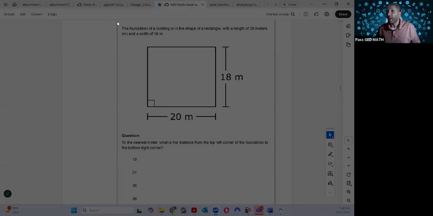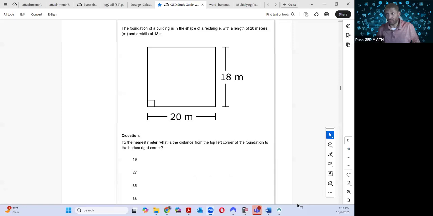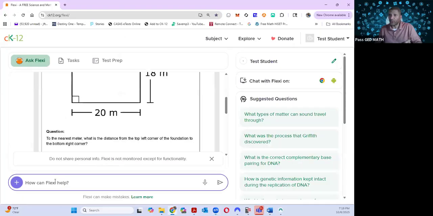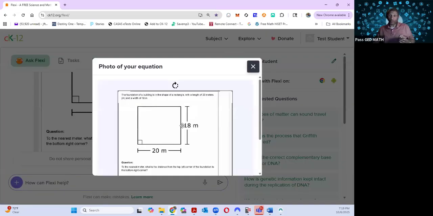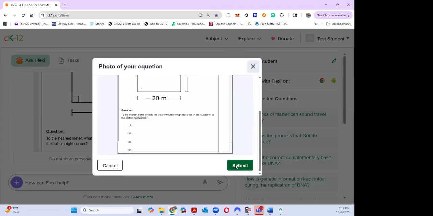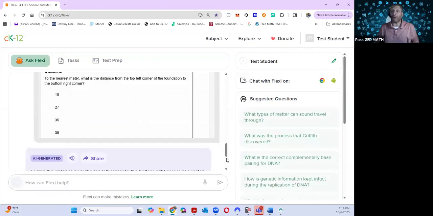What I'm going to do now is take a screenshot. Look, I have it on my screen, right? Then I'm going to go back to Flexi. Watch this. And I'm going to paste it. How do you paste? Control V. It puts the problem into the AI. Hit submit. It will then work the problem out for you.